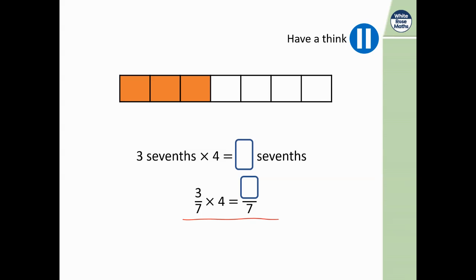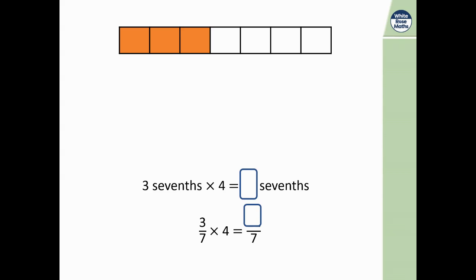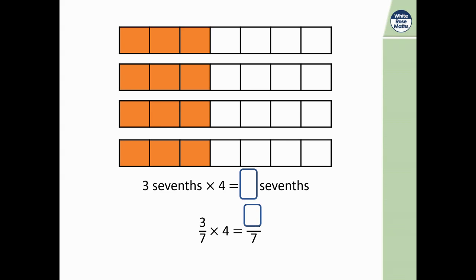Okay, let's see how you did. So if we were to take that into the bar model sense, there's our 4 lots. So we've got 3/7 in each, but we've got 4 of them. 1, 2, 3, and 4 lots of 3/7. Well, as I said before, we keep the sevenths the same because that's how many sevenths we have, but we just do 3 times 4, and of course we're going to end up with 12/7.